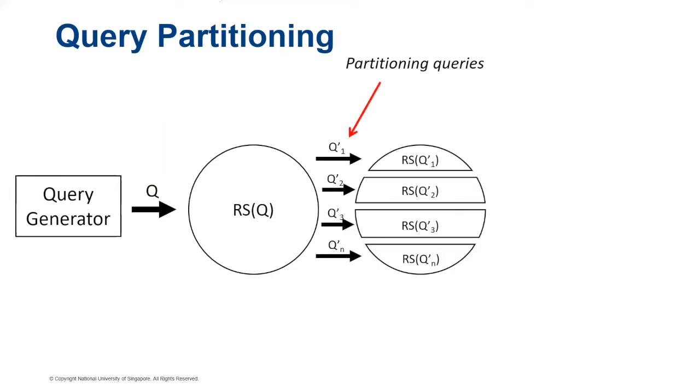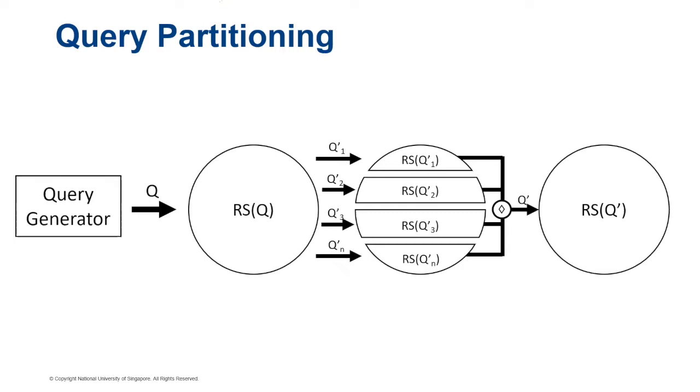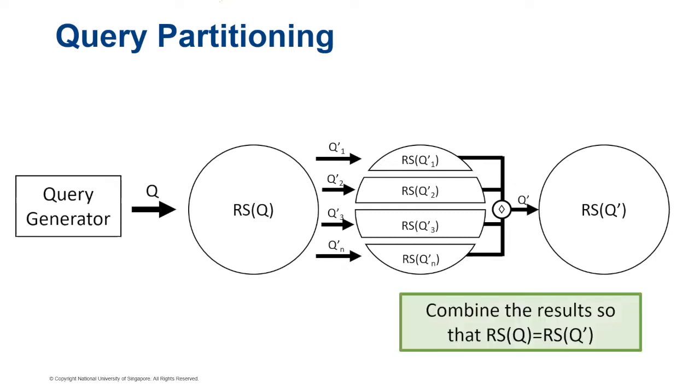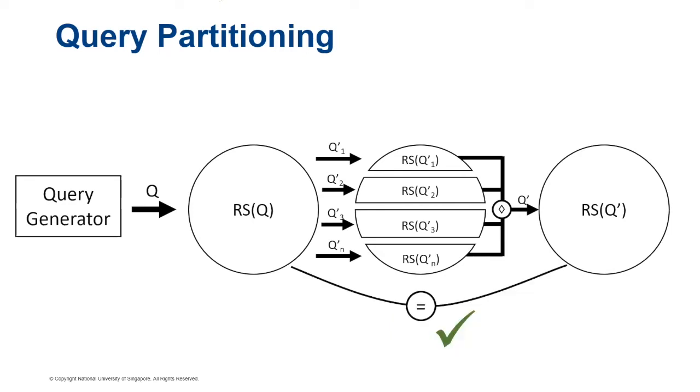Then we derive so-called partitioning queries from this original query, each of which computes a so-called partition. And then the assumption is that we can come up with a composition operator that allows us to take these partitions and combine them into a new result set. And the assumption is that we create the partitions and the composition operator in such a way that the original query's result and the composed result are the same. Now, if this is actually the case, then the database management system seems to work correctly. If not, then we have found a bug in the system.